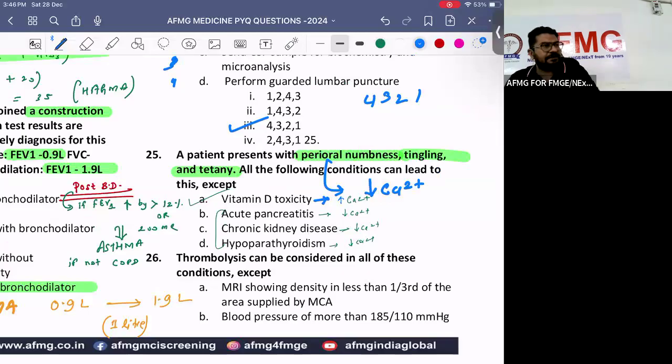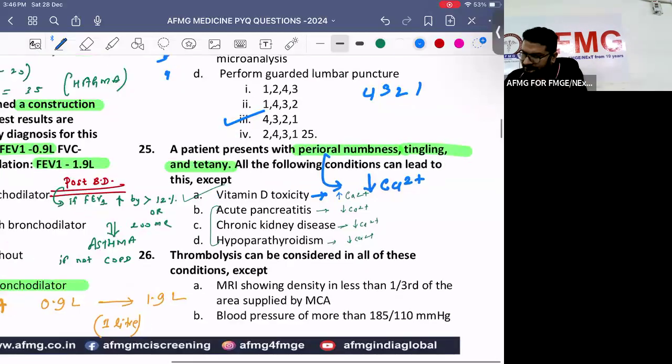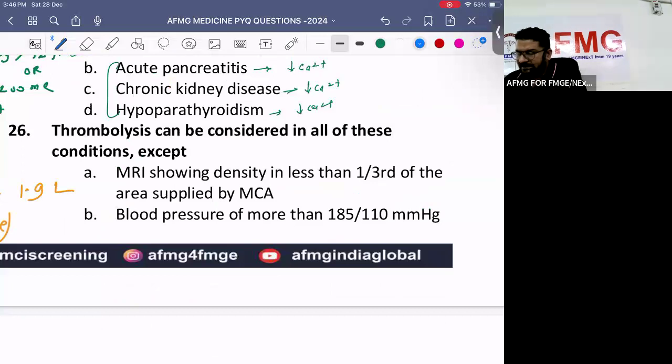Okay, next one is easy. So try to answer. तुम बताओ. Thrombolysis can be considered in all the following condition except. बताओ. MRI showing density in less than 1/3 of area. यहाँ पर thrombolyze कर दोगे नहीं करोगे? लेस पूछा है ना, कर दोगे? अगर 1/3 से ज्यादा होता, then you should avoid. It means there is cerebral edema. In that case, we should avoid. अगर कम दिया हुआ है तो कर दो thrombolysis. There is no issue. So here I will do thrombolysis. But it's not the answer.